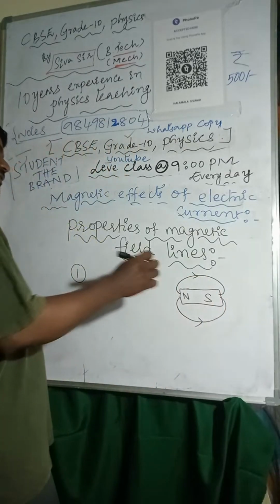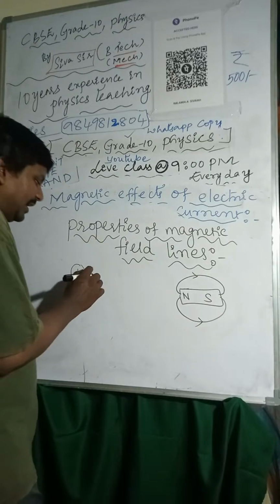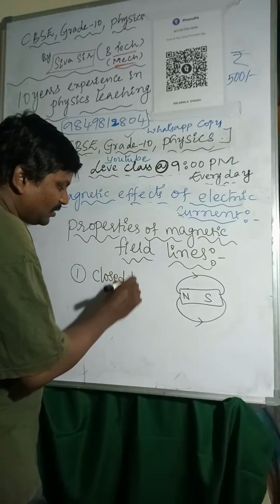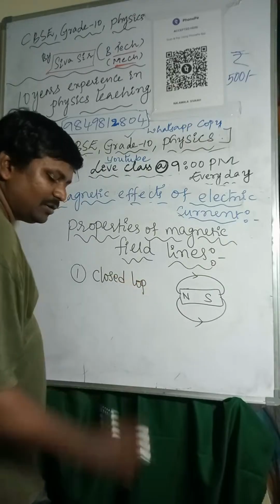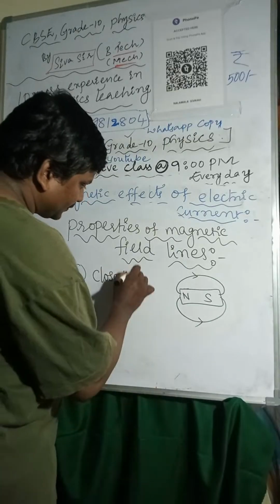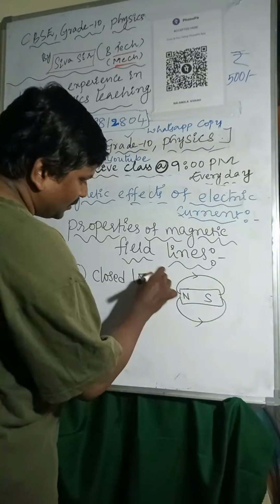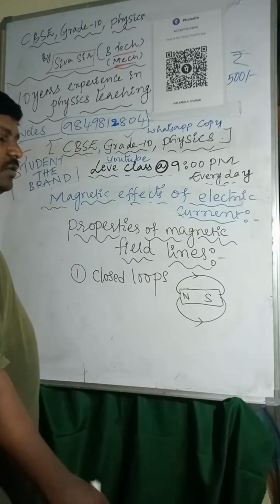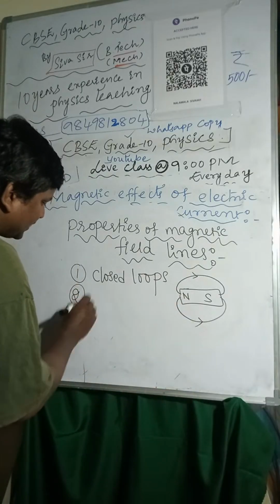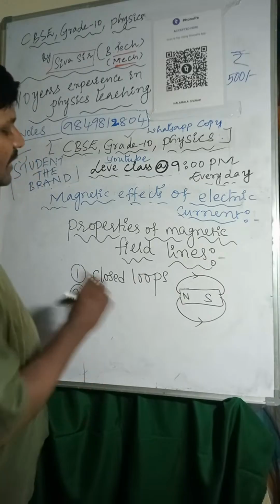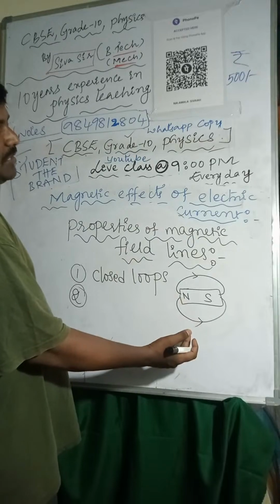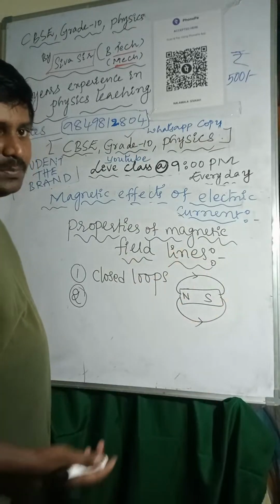So here the first point is that magnetic field lines are closed loops. And coming to the second point, they will start from the North Pole and reach the South Pole.